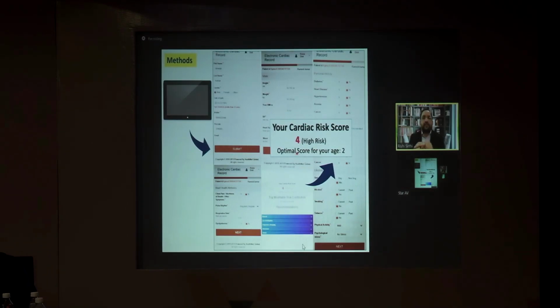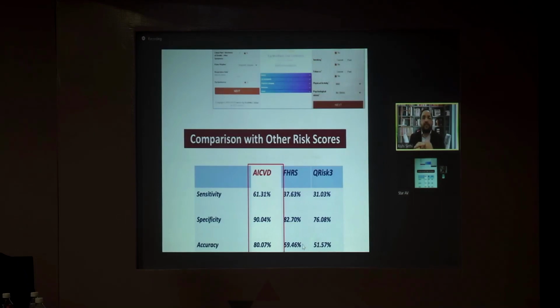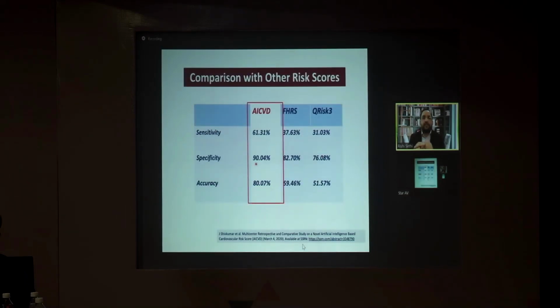So its predictability when you use it for 10,000 patients would be better than when you use it for 1,000 patients. And when you use it for 1 lakh patients, it would be much better than for 10,000 patients. So it's a very dynamic and robust kind of system. It's been seen that compared to other risk scores, the sensitivity and specificity of the AI-CVD risk scoring system, which has been published by us, is 60% and 90%, while for Framingham, the sensitivity is 37% and specificity 82%.